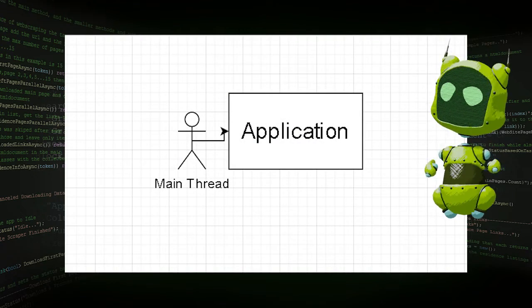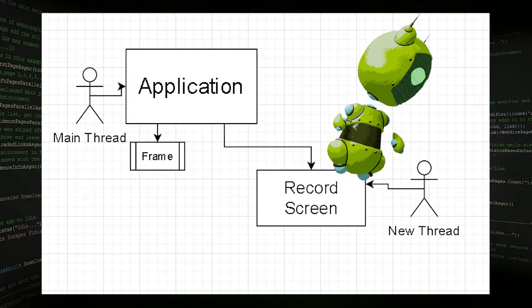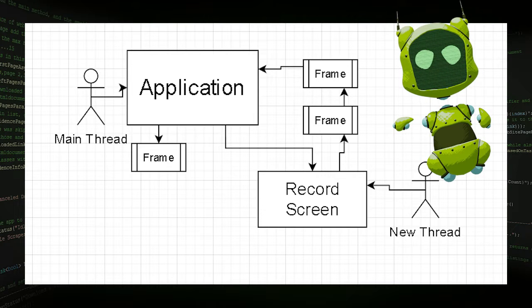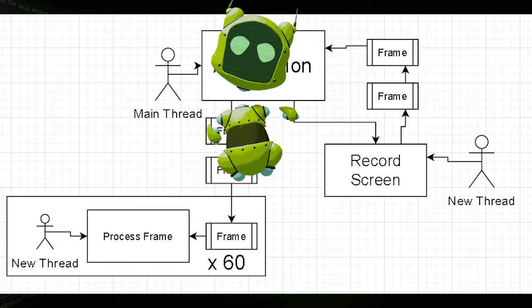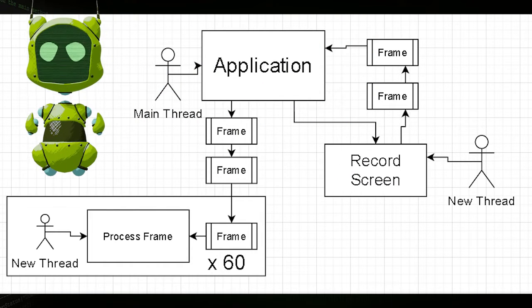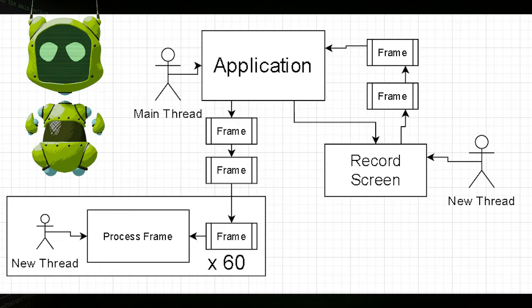So here's how the application works. There's the main thread, the worker that came with the application when it started. This worker calls another worker responsible for recording the screen. When the other worker finishes recording a frame, it sends the recorded frame back to the main thread. The main thread receives the frame, calls another worker, gives it the received frame, and this new worker takes care of object detection only on that specific frame.